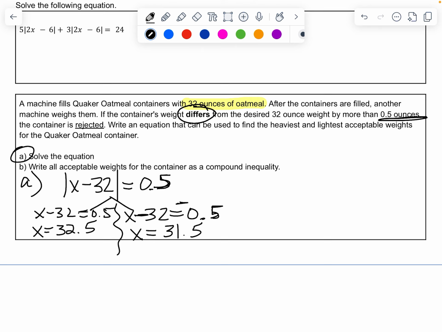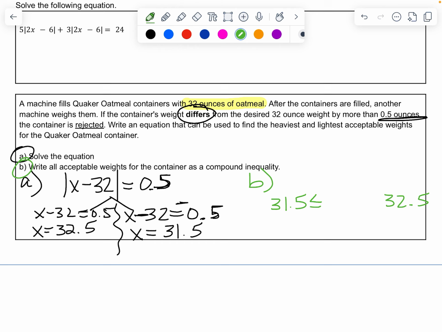The B question, if you will, is write all the acceptable weights for the container as a compound inequality. Now, those are our barriers. So if I need to write this out as a compound inequality, I do want to go small to large. The smallest solution that I got was 31.5. 32.5 is my biggest possible amount that it can weigh without getting rejected.